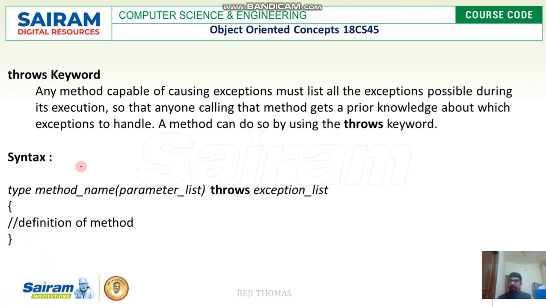You give the type and method name; everything is the same as a normal method. After the method name, in the definition, you write throws, and then give the exception list. If it is array index out of bound exception, you can give it. If it is arithmetic exception, you can give it. Now it is clear that if I call this method, it may throw an arithmetic exception or some other exception, so I'll have some idea and can handle it separately.